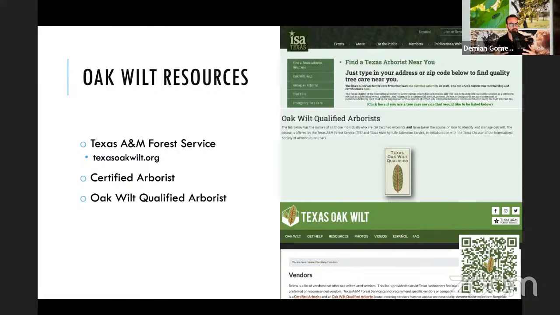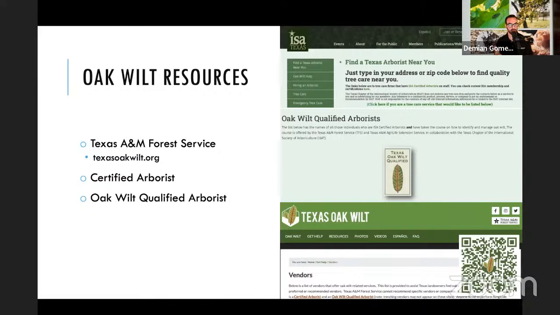And if you ever need to do a treatment or any of these management strategies that we've discussed, this website also has the information on the different vendors, right? So you can go there and find your certified arborist. That's what we typically recommend. They're also going to have the oak wilt qualified arborist certification, which is an additional step for professional arborists. They will have at least gone through this class, this workshop that we put together with ISA Texas every year.